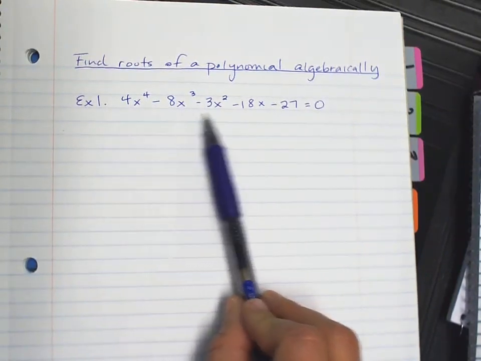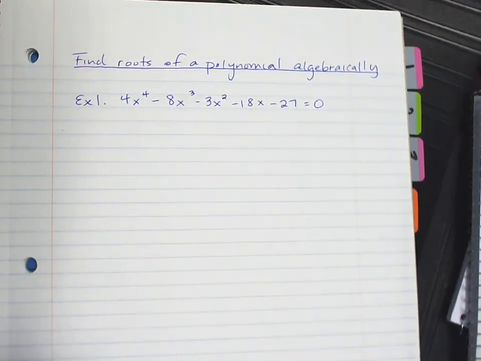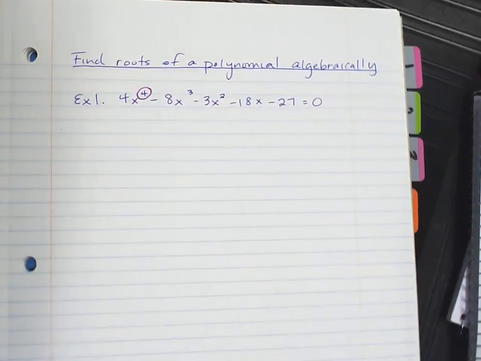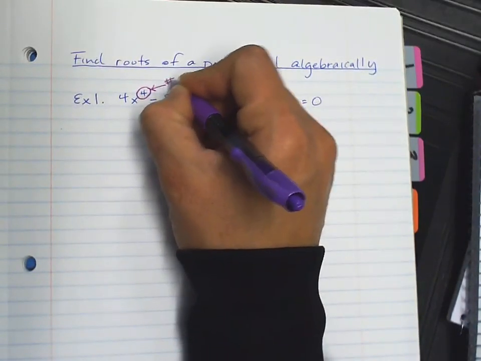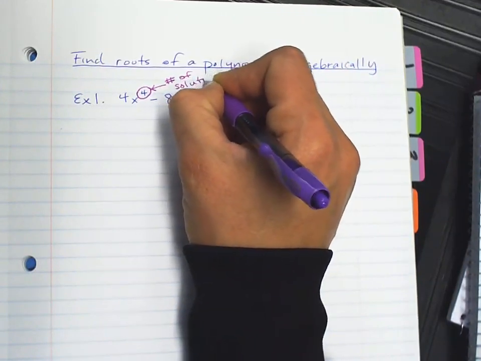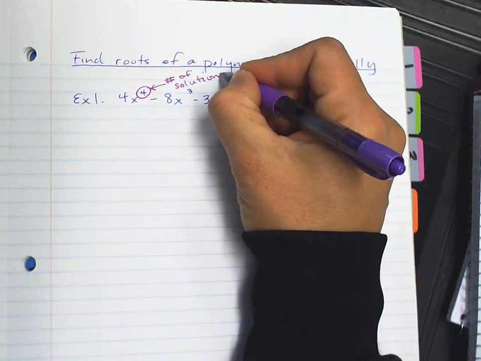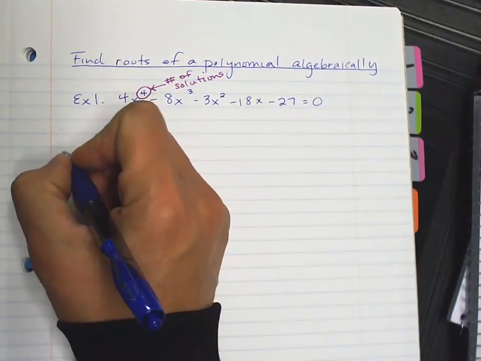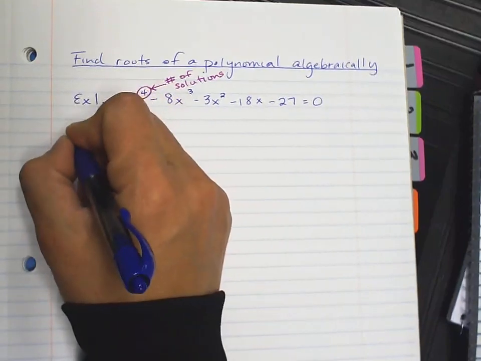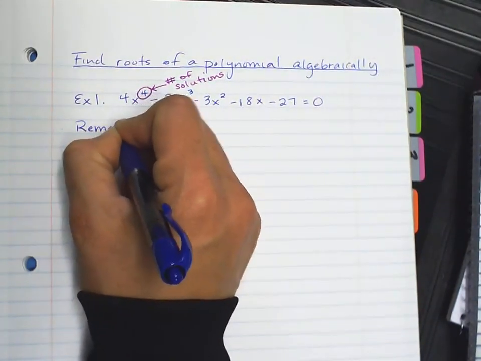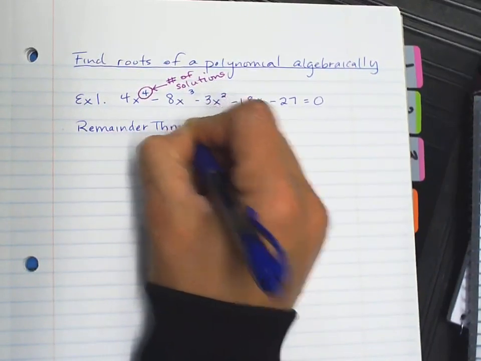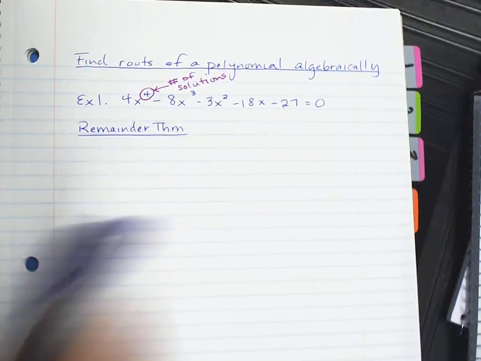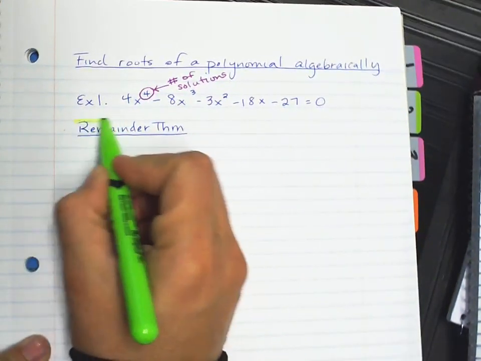Make sure that when you write your problem that the exponents are in descending order. So you want the highest exponent first. This exponent is going to determine the number of solutions. So at the end, for this problem, we're going to end up with 4 solutions. Okay, so the first thing we're going to do is use the remainder theorem. And you do need a highlighter because I want you to highlight the different methods.